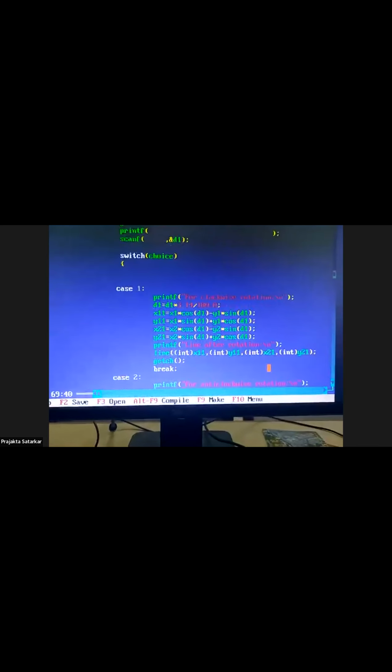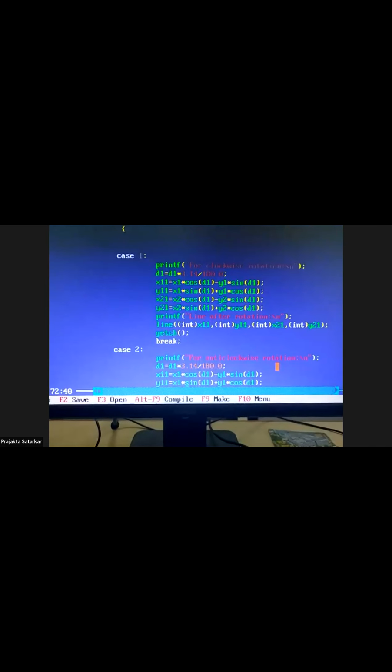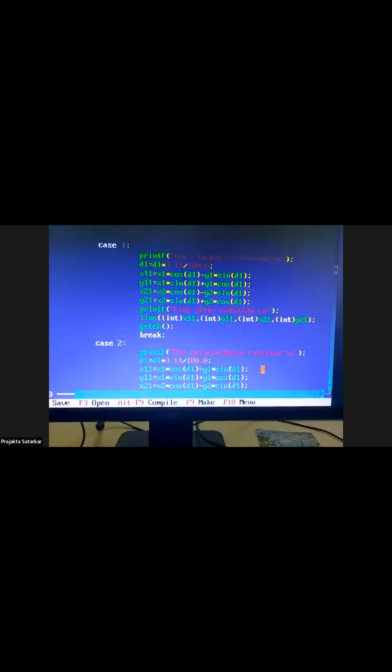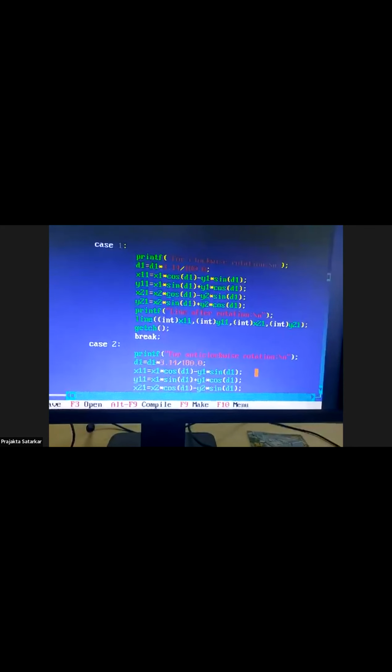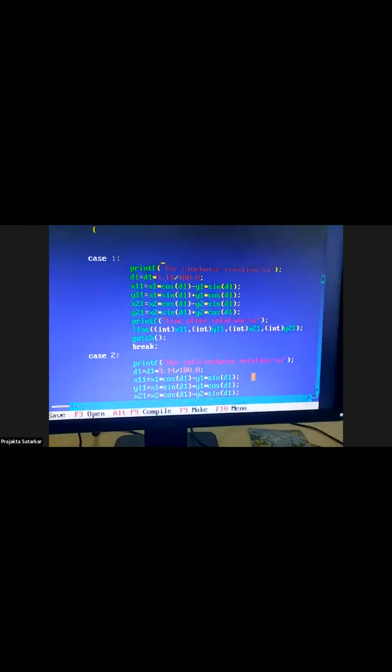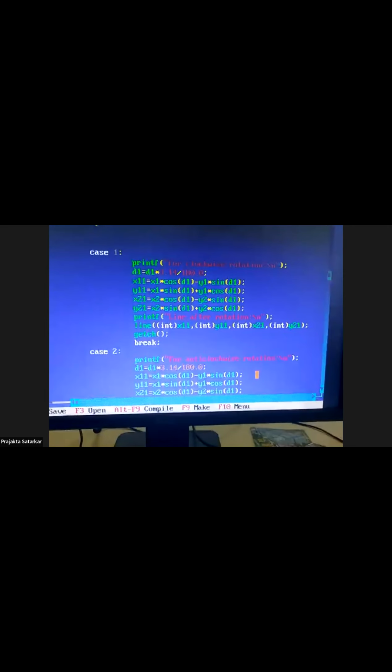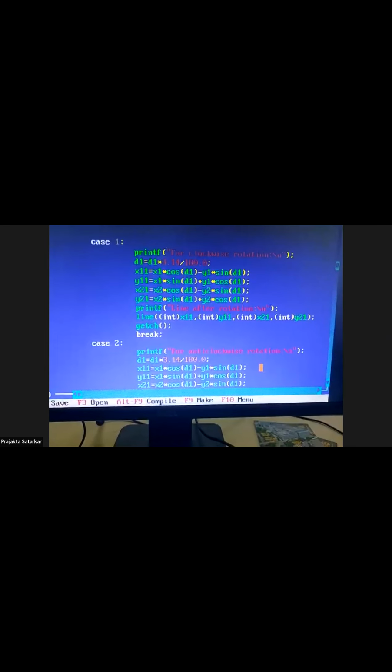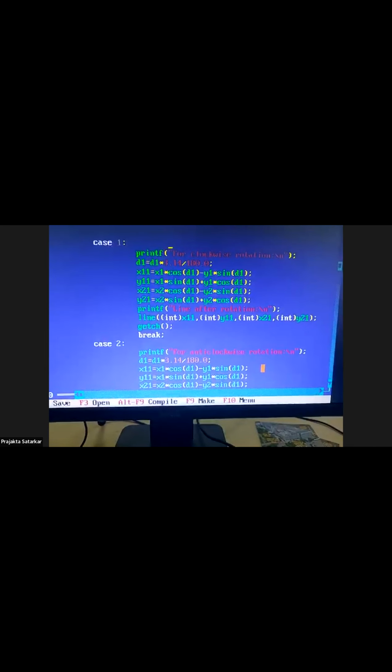Okay. So in the switch case, you can see the choice, and case 1 is your clockwise rotation and case 2 is anti-clockwise rotation. In clockwise rotation, first the angle is converted into radian, as I have already told you that cos and sine functions make use of angle in radians only. So that is converted by multiplying it with 3.14, that is pi by 180.